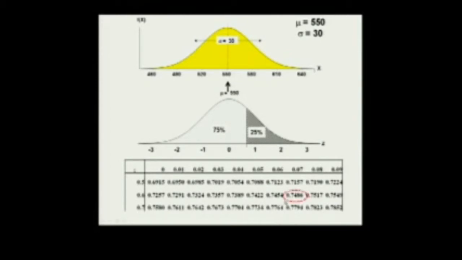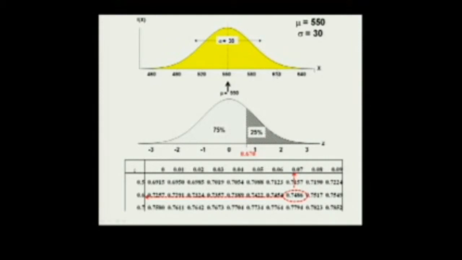Now looking at this area, it's somewhere in here. It's not exactly 0.75, but it is 0.7486, as close as it can get to the 0.75. At this area, our z value is 0.67. As you can see here, 0.6 from the first column and 0.07 from the first row. So our z value is 0.67.